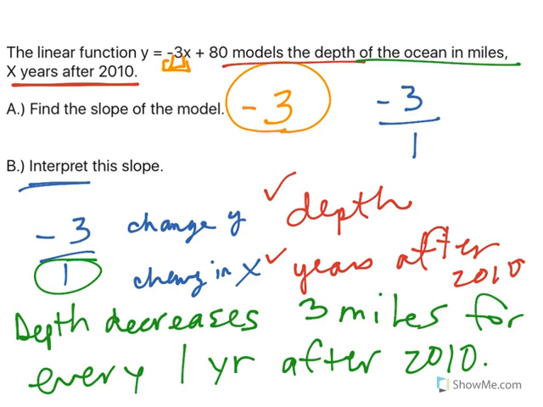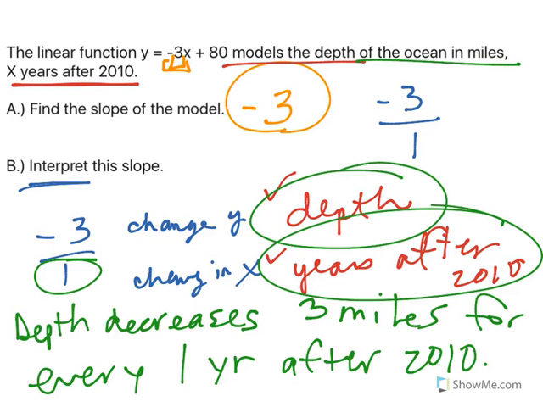But that's how you interpret the slope. Get yourself words. What do the y values mean? What do the x values mean? And then you can use your numbers, whether they're positive or negative, to show what those things mean.